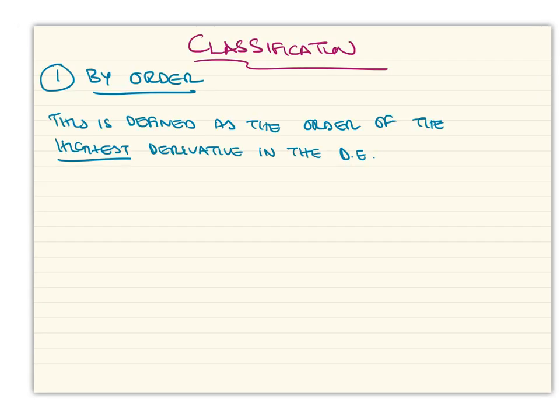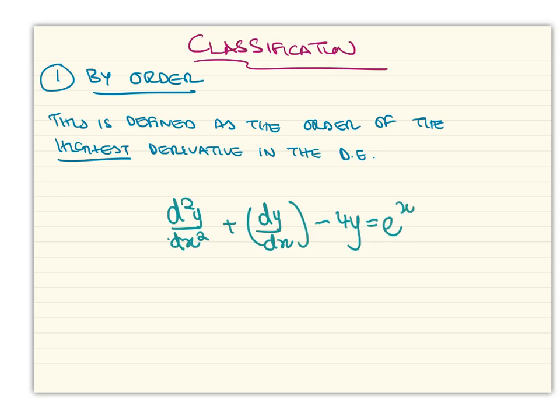Now let's talk about the ways in which we can classify a differential equation. The first way is by its order. Order is defined as the highest derivative of a differential equation. Let us look at a few examples. Let's say we have a differential equation d squared y by dx squared plus dy by dx minus 4y equal to e to the x. If I want to classify this differential equation by order, I need to look at which is the highest derivative that occurs in this equation.